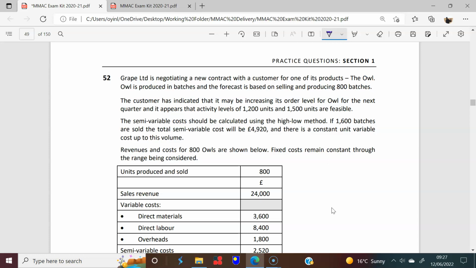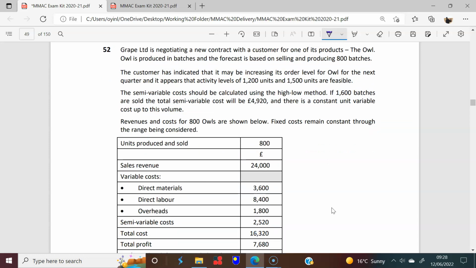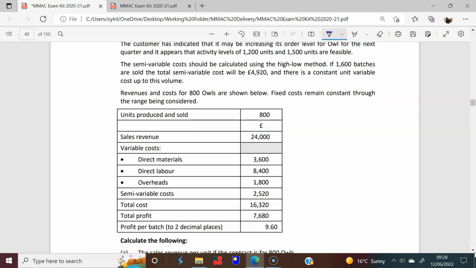Let's just quickly see. Grape is negotiating a new contract with a customer. The owl is produced in batches and is based on selling and producing 800 batches. They might increase, and it appears that activity is feasible. Again, they've given you some great information to find this. You have all your variables. You play around with them. You can find what the unit cost is for the revenue, the unit revenue, and for the variables. For the semi-variable, that's the only thing I'll do here, just so you can see.